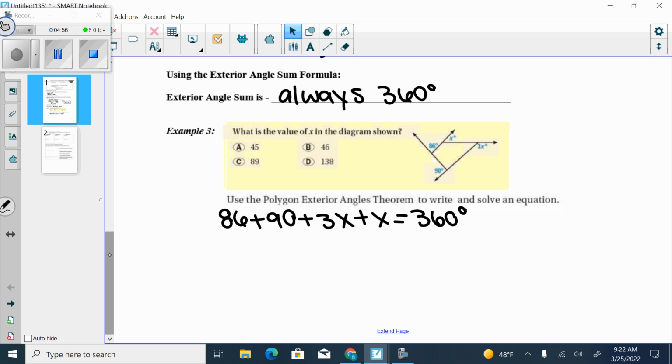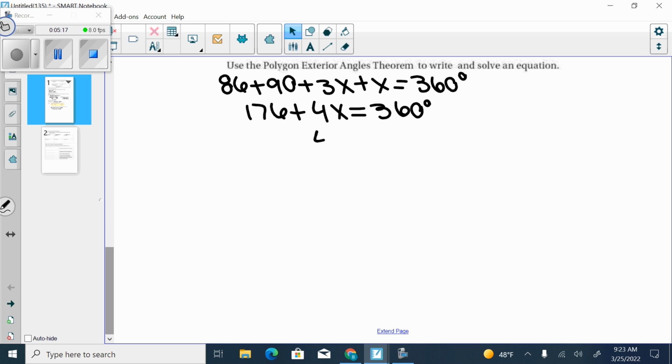All right, and then we would just combine our like terms. So what is 86 plus 90? Very good. And x plus 3x is 4x equals 360. Then what? Right? Which would leave us with 4x is equal to, good. And we divide and get that x must be, nice.